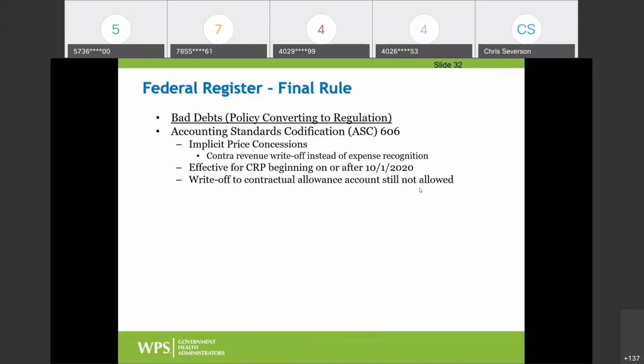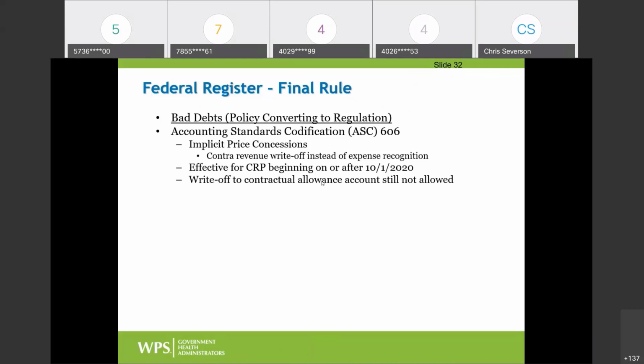The difference is that with a contractual allowance, there was never any legal entitlement to that money to begin with, whereas with an implicit price concession, you were legally entitled to that, but you realize you're probably not going to collect it. It's just not a collectible item. It's a bad debt. So that's the difference.